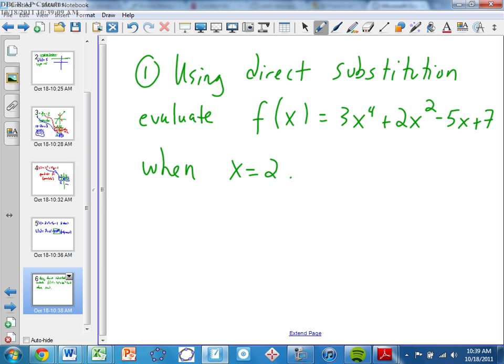Okay, please read through the question. Make sure you understand what is being asked. These problems are not difficult, but sometimes the wording can confuse some people. 3x plus 2x. Again, using direct substitution, evaluate the function when x equals 2.